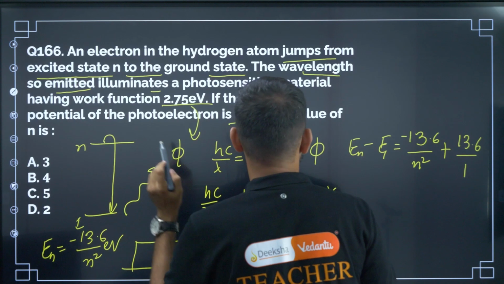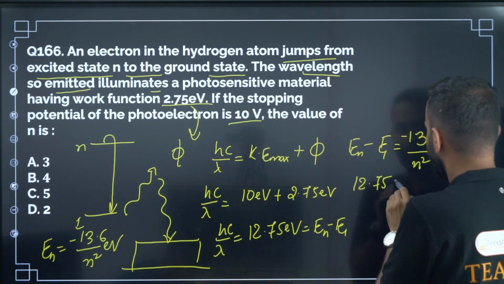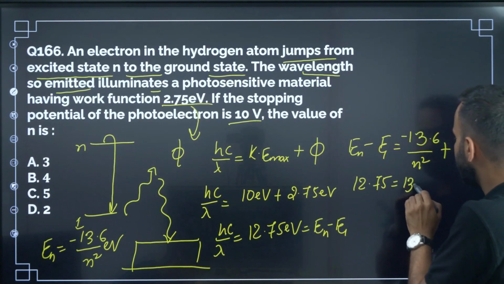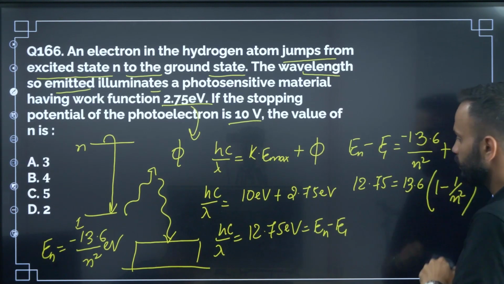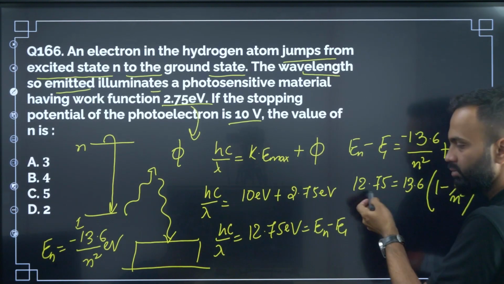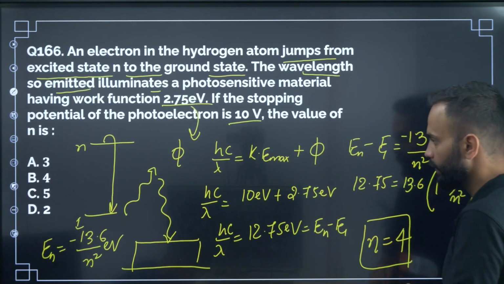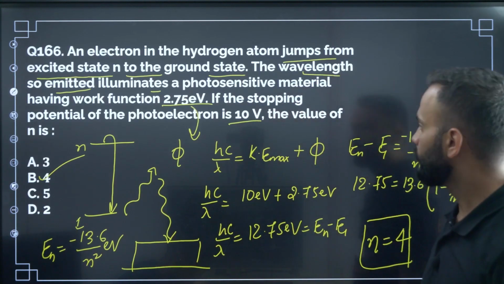So 12.75 is equal to 13.6 into (1 minus 1 divided by n square). Now solve this and you will get n as 4. So option B is the correct answer.